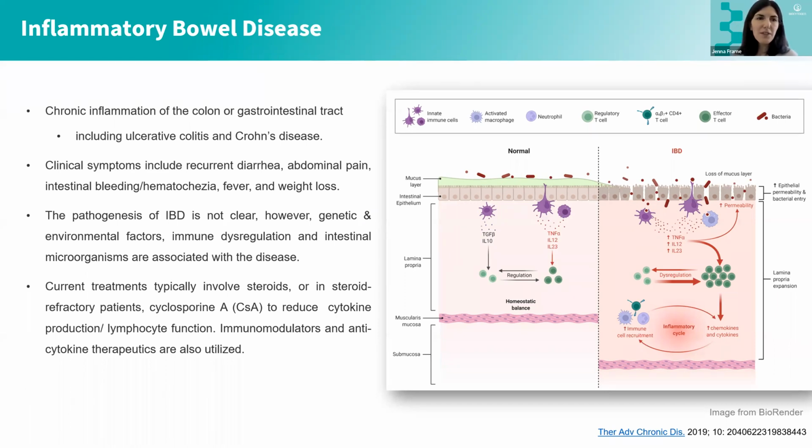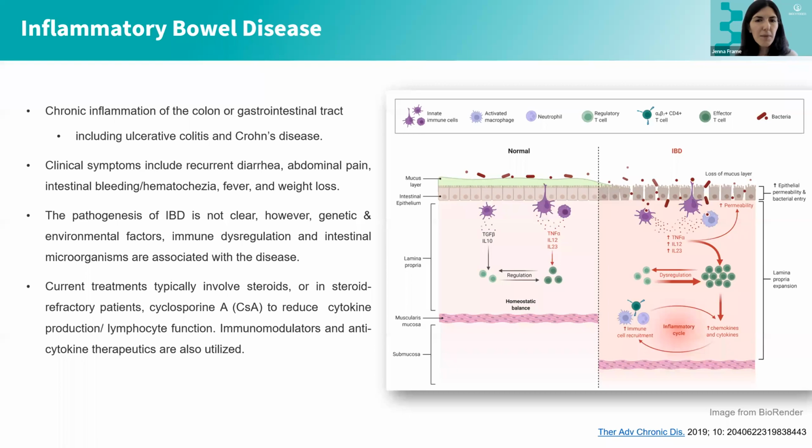Though the pathogenesis of IBD is not clear, studies have shown that various factors such as genetics, immune system, external environment, and intestinal microorganisms are associated with occurrence of the disease. Disease pathogenesis in IBD typically involves a breach of the mucus layers, bacterial entry, and immune system activation that ultimately results in cytokine imbalances and a chronic inflammatory state, resulting in expansion of the lamina propria.